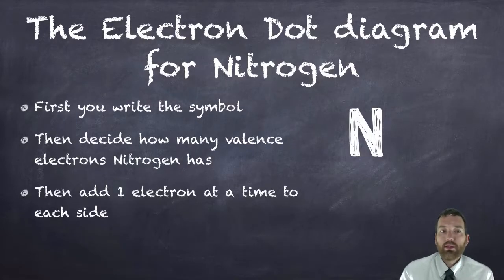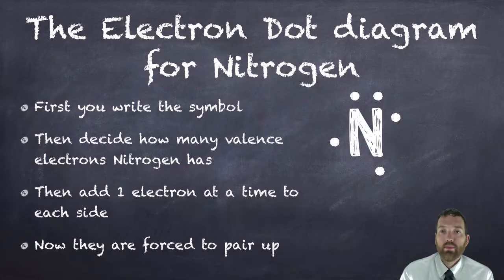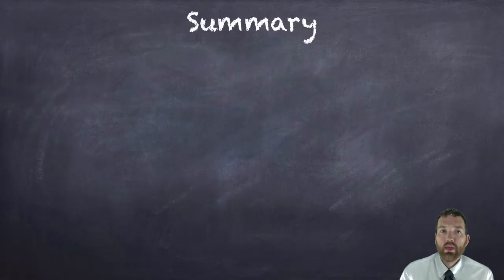So we add 1 electron at a time to each side. And you can start anywhere. Doesn't matter. Just start somewhere and either go clockwise or counterclockwise. So there's 1, 2, 3, 4. Now I'm forced to pair them up because I've run out of room. And there's the 5th one.